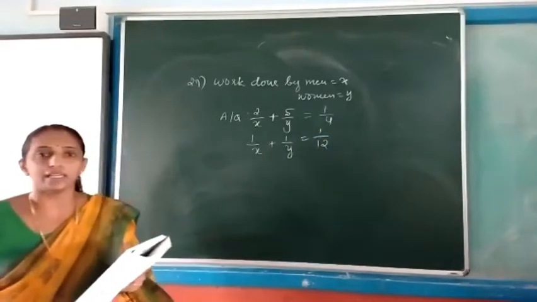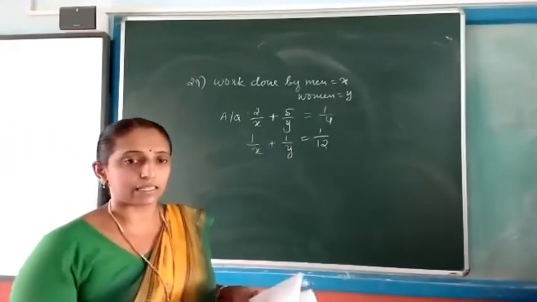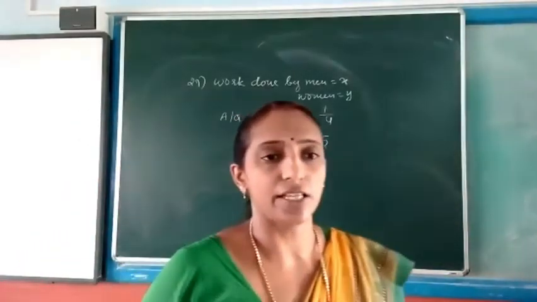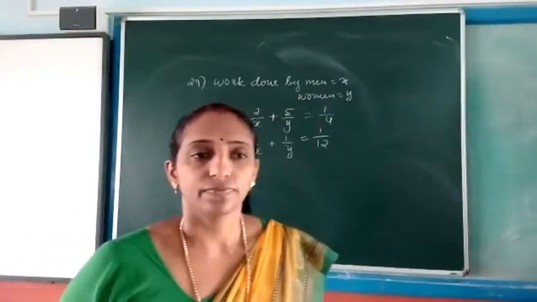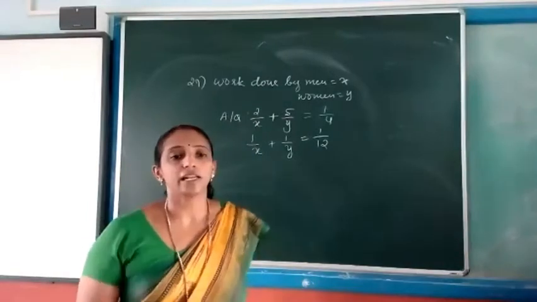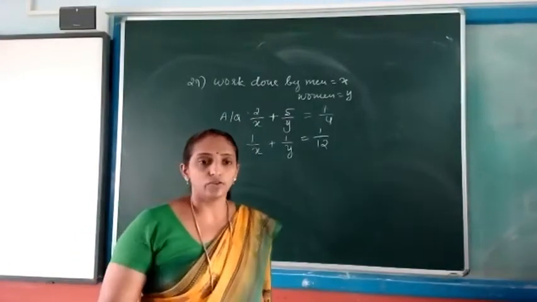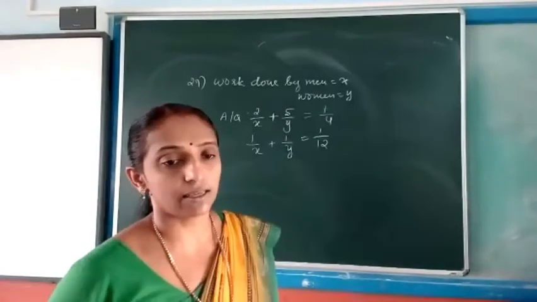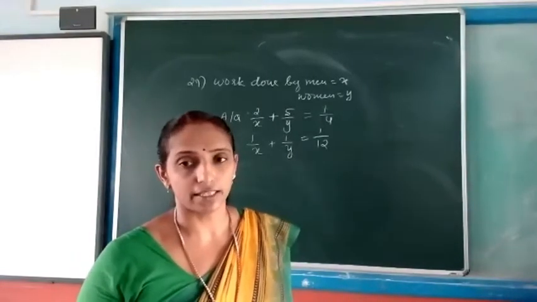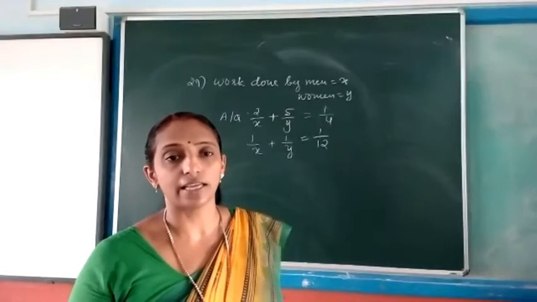You can simplify it by taking 1 by X as A and 1 by Y as B. Then you will simplify and finally get the values of A and B. Again, you will substitute it in place of X to get the values of X and Y.